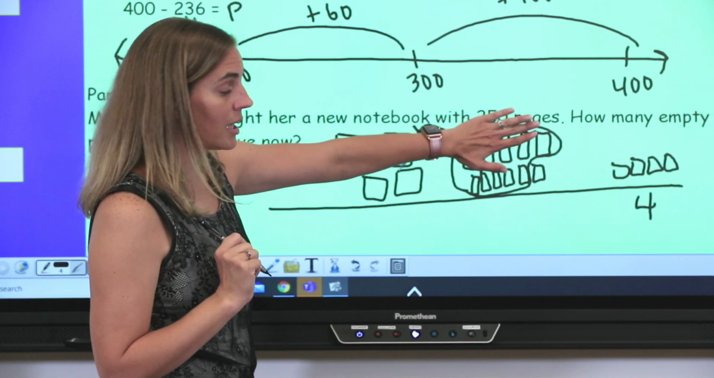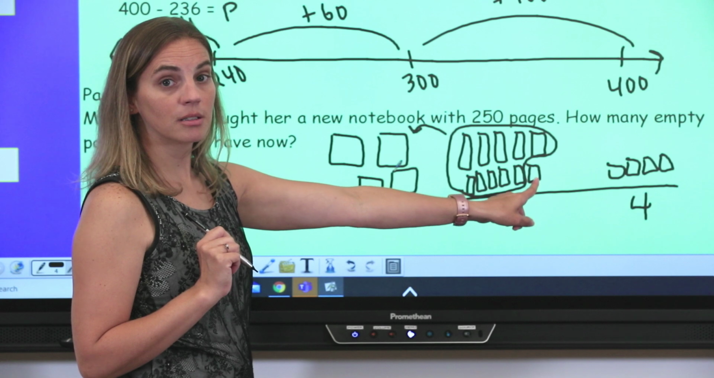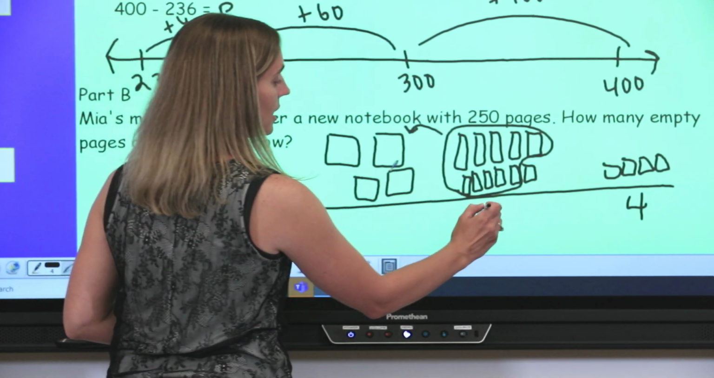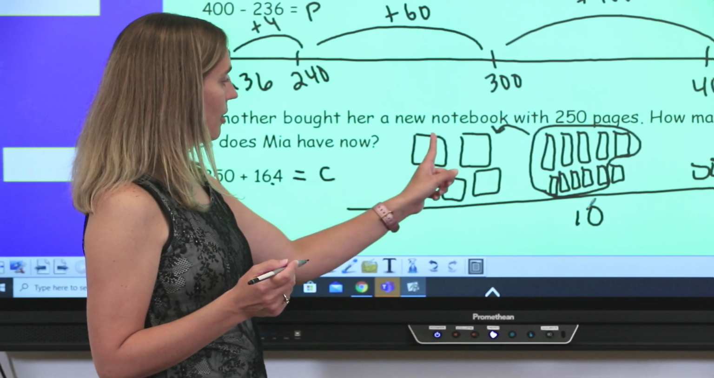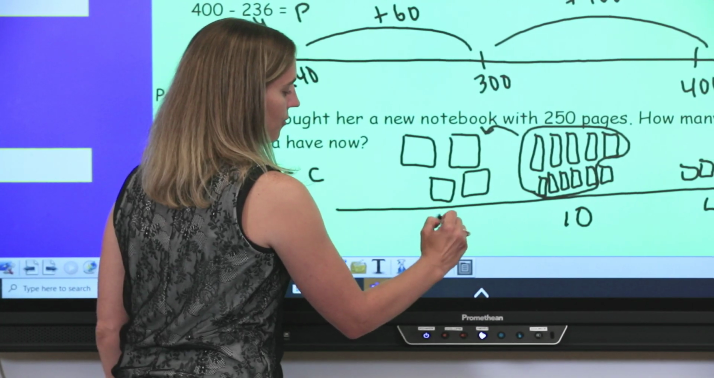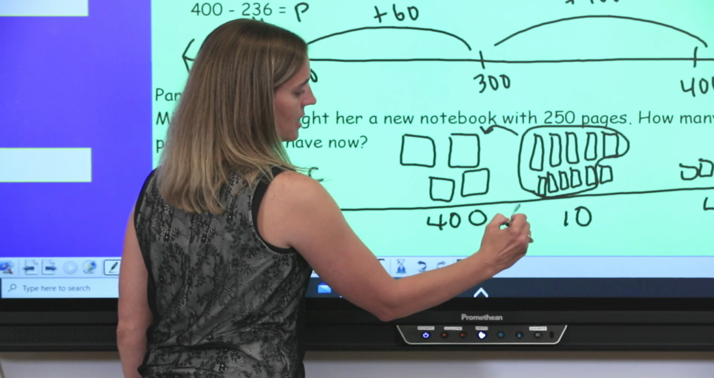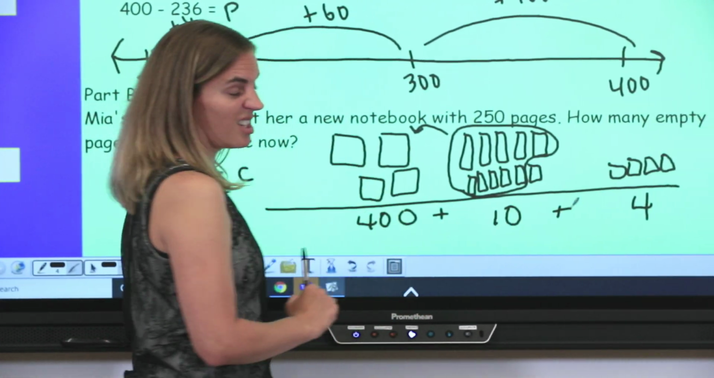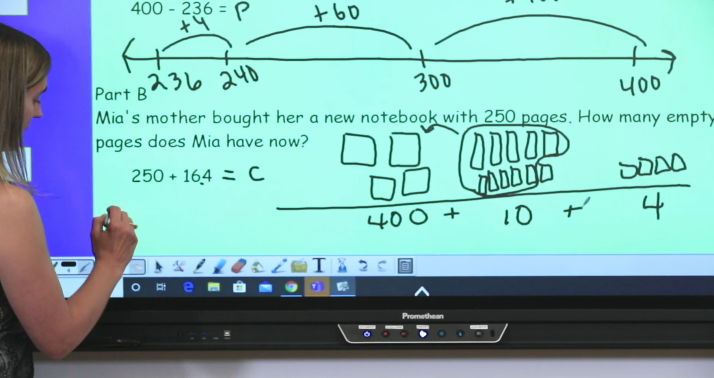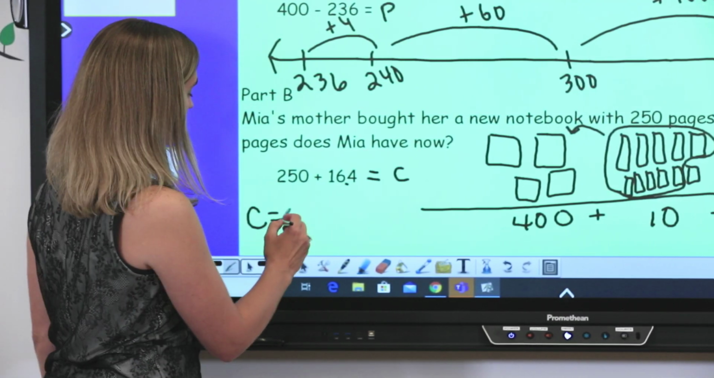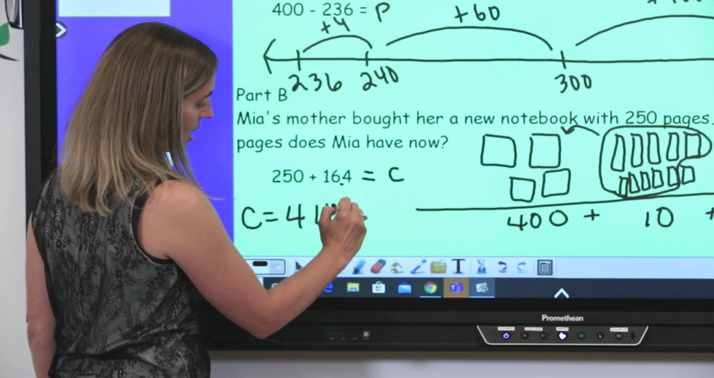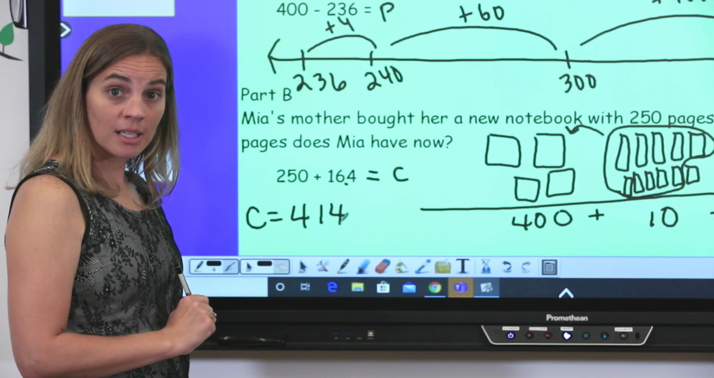Okay, so if we take away those 10, how many 10s do we have left? Just 1, and we know that 1 10 is the same as 10, right? Now how many hundreds are there? 10, 1, 2, 3, 4. So 400. So if I take 400 plus 10 plus 4, how many clean pages does Mia have left? 414.